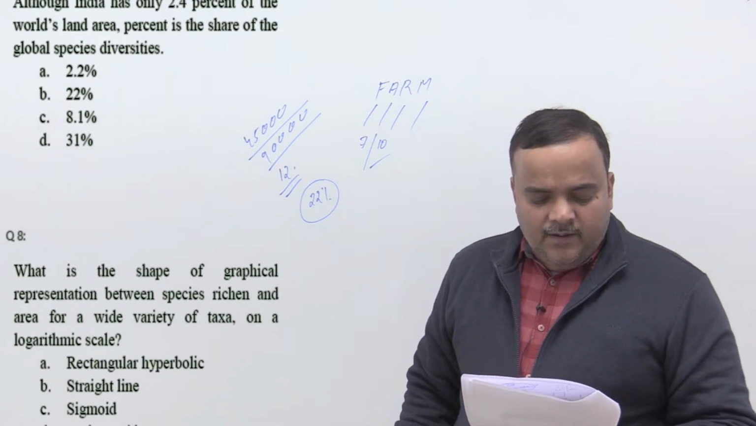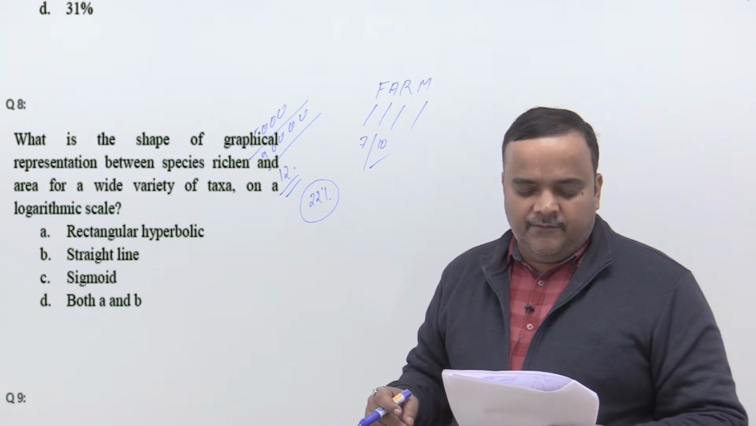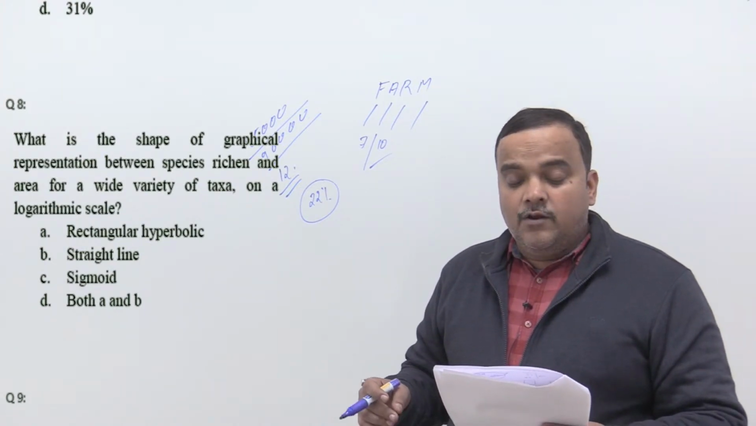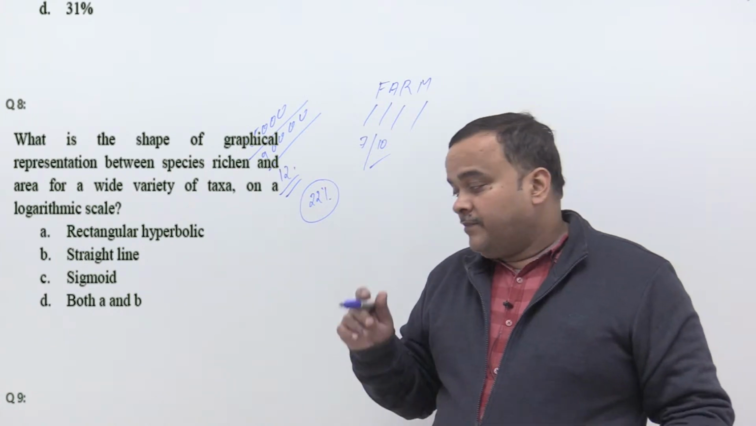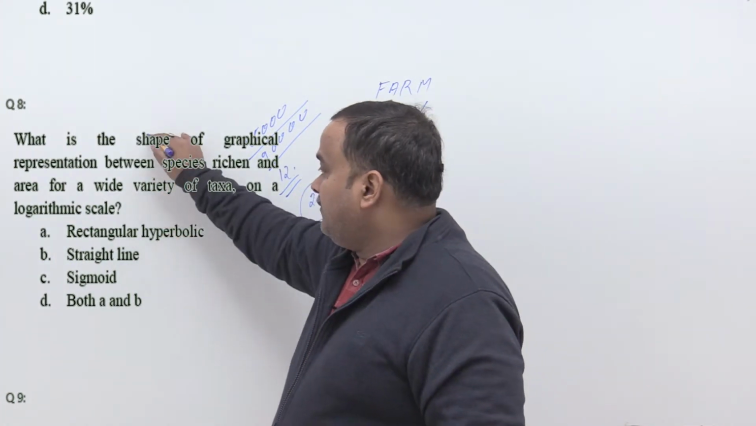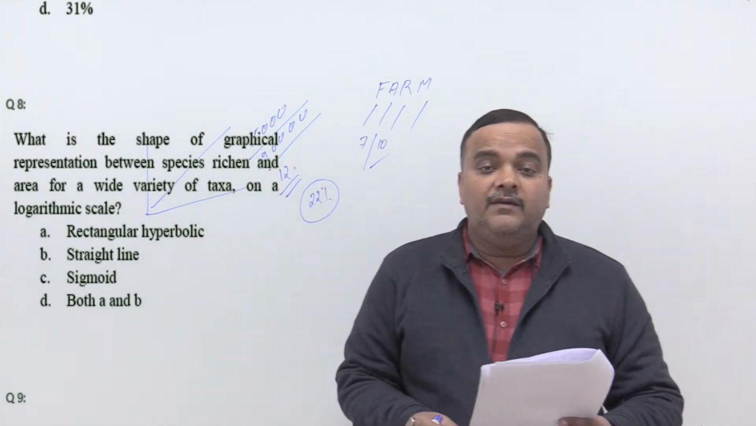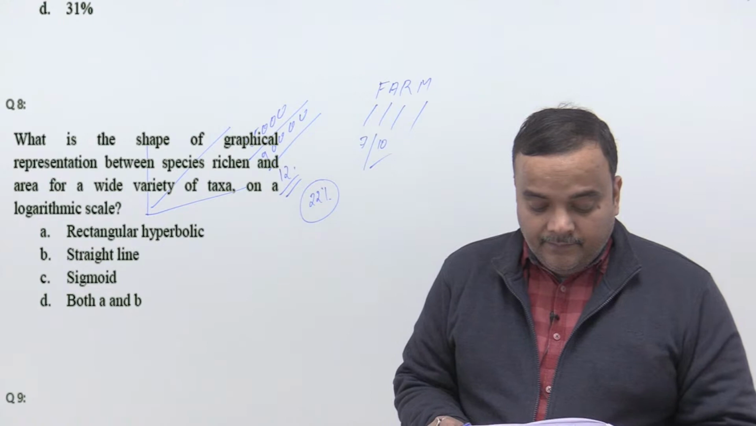Question number 8. What is the shape of the graphical representation between species richness and area for a wide variety of taxa on a logarithmic scale? If it is simple, then it is a rectangular hyperbola. But when it is on a log scale, you will get a straight line. So answer will be B, straight line.